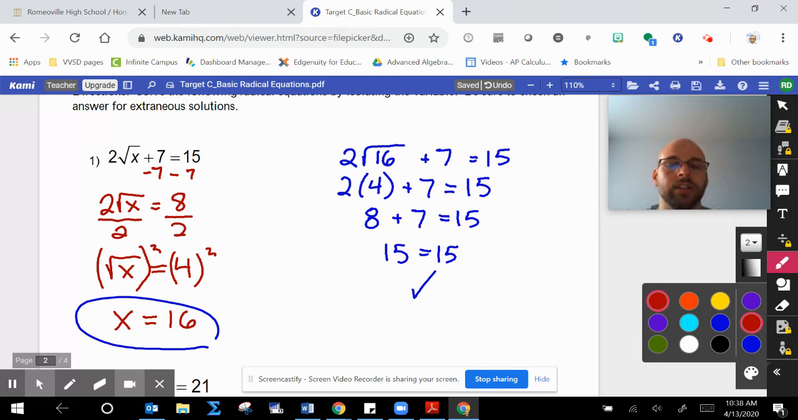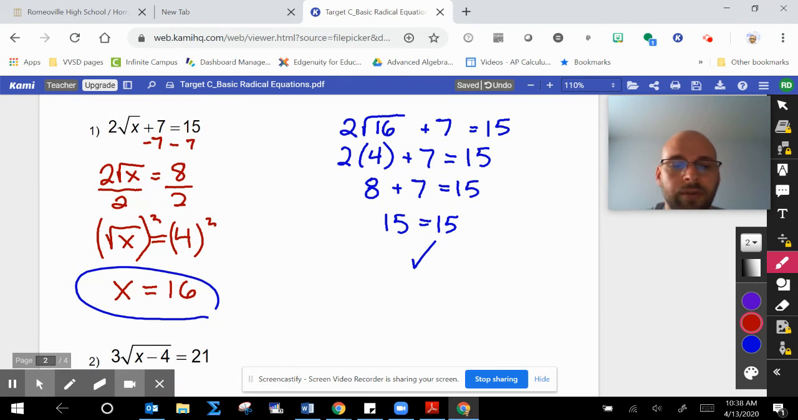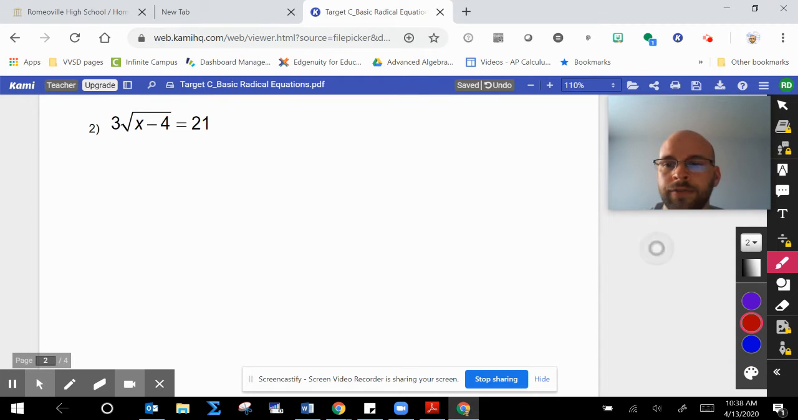So I have a series of 6 problems here. They're all a little different. Some of them have different radicals, but we're going to go to number 2. All right, feel free to pause if you want to try to do any of these on your own. So I'll give you a minute to do that.